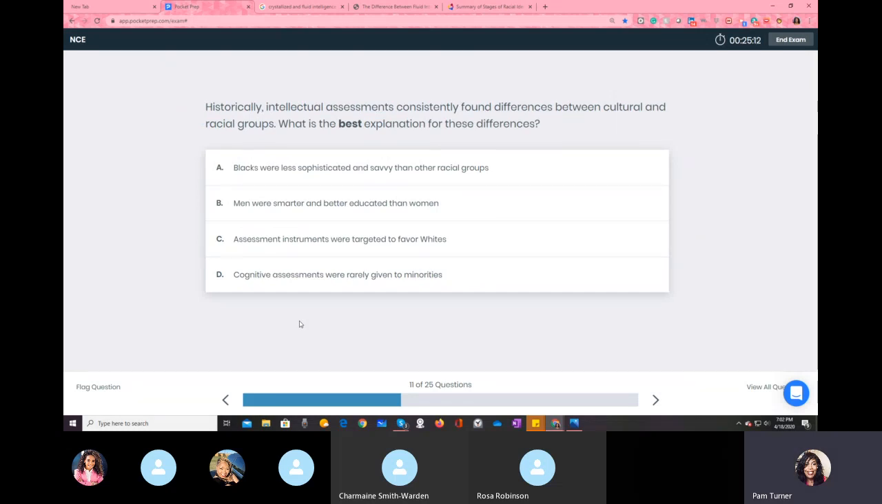Historically, intellectual assessments consistently found differences between cultural and racial groups. What is the best explanation for the differences between these groups? And we've talked about this a bit, I believe. Race is my skin color. Culture is how I was reared. Be brave. What's the best explanation?